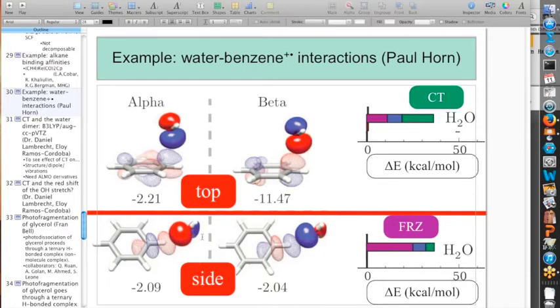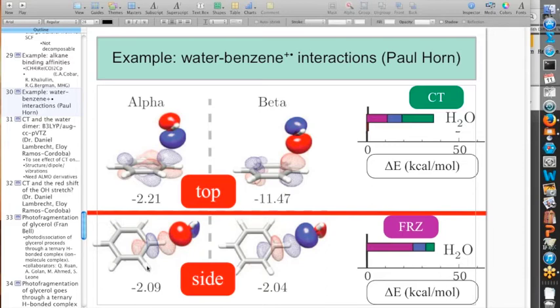By contrast, if you interact benzene cation with water side on, or if you like, end on, the interaction changes character completely and now is dominated by the frozen interaction with small contributions from induction and a very small contribution from charge transfer. And that's because now the pi hole is essentially inaccessible from a water molecule coming from the side.